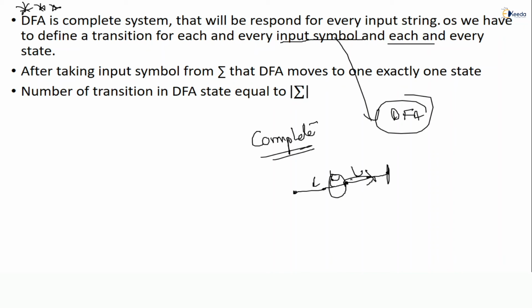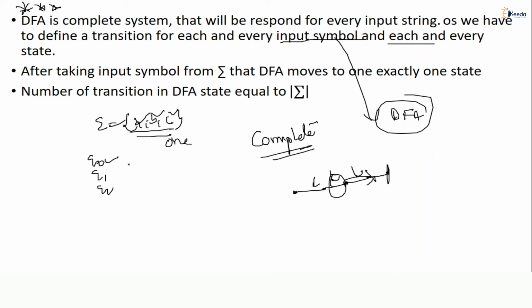And for a DFA, whatever alphabet you take, for alphabet A, B if taken, suppose states Q0, Q1, Q2 are there. At each and every state you must give a transition for A, B, C exactly one time only. Exactly one transition for each and every symbol at each and every state. Then only that system is called a complete system, also said to be a DFA. I hope you are getting it, because this definition will change for NFA.